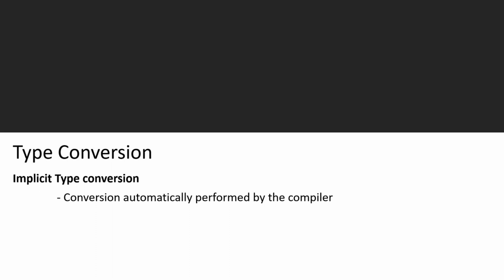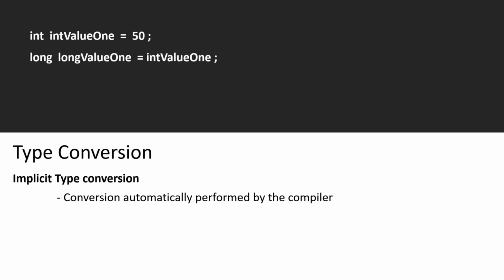I have a variable here that's an integer. I then take that integer value and try to assign it to a long. Well, in this case, the compiler will have to convert that integer into a long to make the assignment. This is a case where the compiler is making that conversion implicitly.